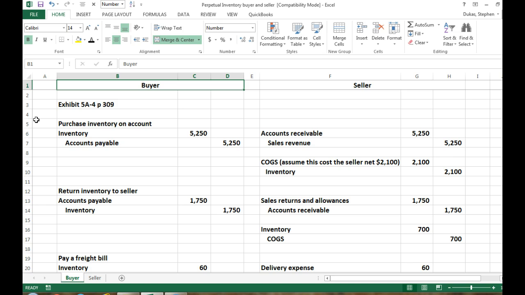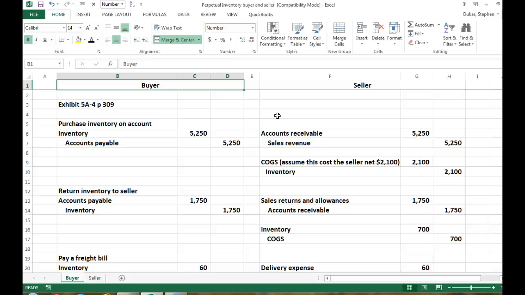So first of all, the buyer purchases inventory from the seller on account. From the buyer's standpoint, this is an increase in the inventory account and a credit to accounts payable. From the seller's standpoint, since they're selling inventory, they not only have to recognize a receivable and a sales revenue, but they also have to recognize a cost of goods sold and credit the inventory for the amount of cost of goods sold.